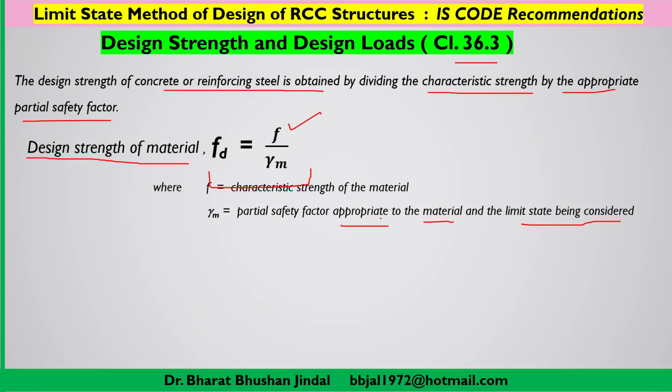I think you are able to understand the meaning of appropriate to the material and limit state being considered. It indicates that, whether you are taking the limit state of collapse or the limit state of serviceability, accordingly you have to pick the value of gamma M. So in the design calculation, if the material is, suppose, concrete, we are taking the design strength of that concrete as lesser than its actual characteristic strength. So we are applying a partial safety factor here.